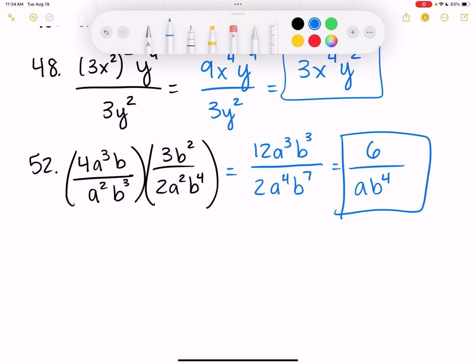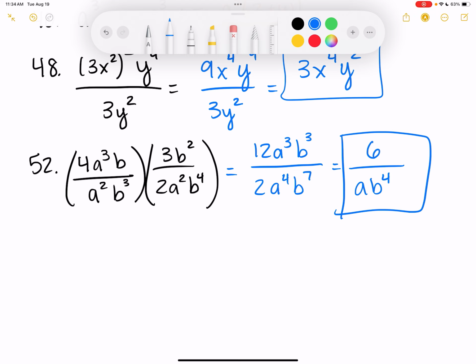Do we have an answer yet? Are we stuck or are we close to being done? I don't know where to start. I got 6 over a b to the 4th. Do we agree?